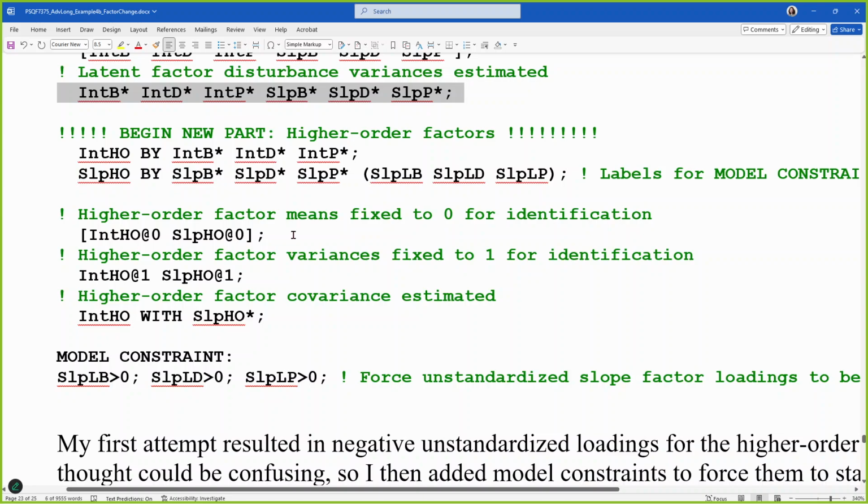So then we add the factors. So I have an intercept factor with all of the loadings estimated for each of the intercepts of the outcomes that are growing. I have a slope higher order factor with each of the loadings estimated, and I'm labeling them. So note these are three different words. That means there's no constraints. These are just labels. I'm doing that so I can do math on them. The higher order factor means are fixed to 0 for identification. Higher order factor variances are fixed to 1. And higher order factors are covaried.